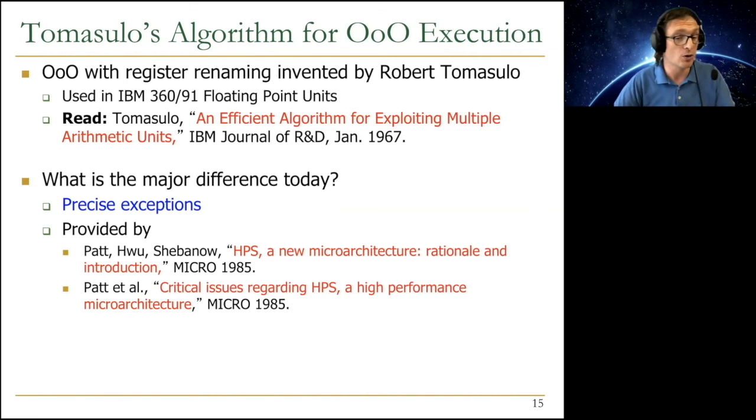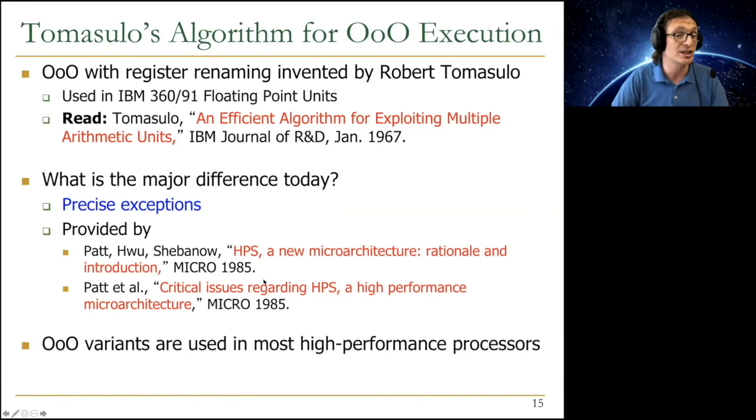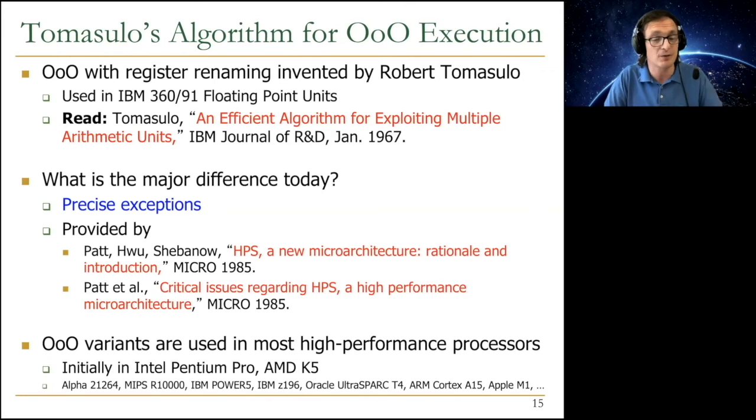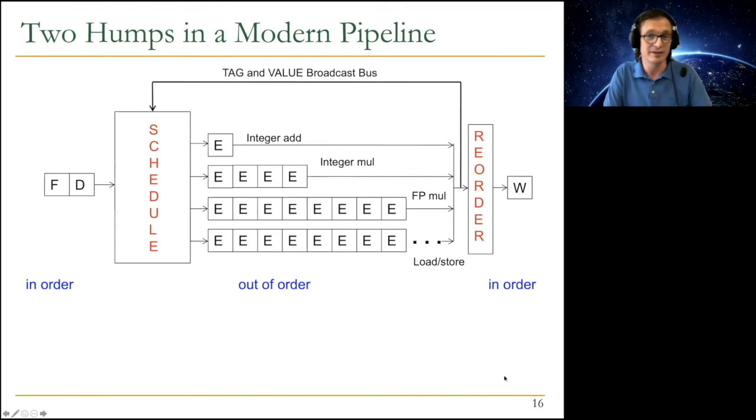Intel Pentium Pro, which was the first really commercially successful out-of-order execution machine, incorporated a lot of principles from these works and incorporated both out-of-order execution and precise exceptions. And later on, out-of-order execution variants are used in most high-performance processors today, initially in Intel Pentium Pro and later AMD K5. But today, almost all high-performance processors use out-of-order execution, including Apple's M1 that I added over here.